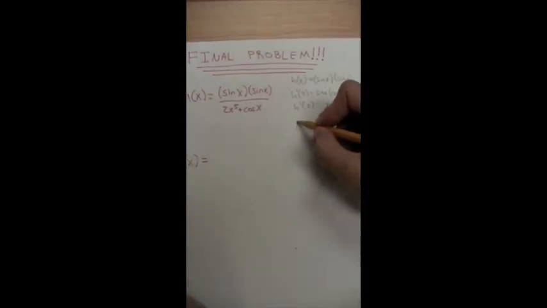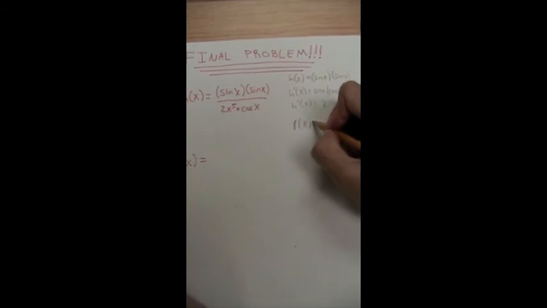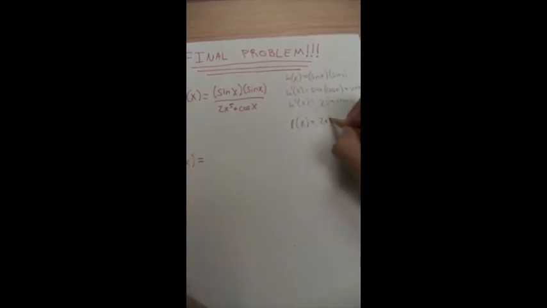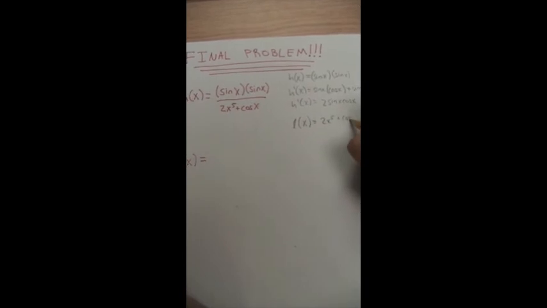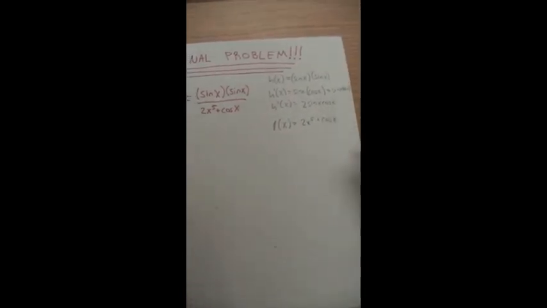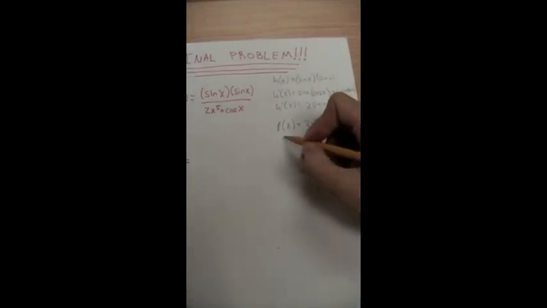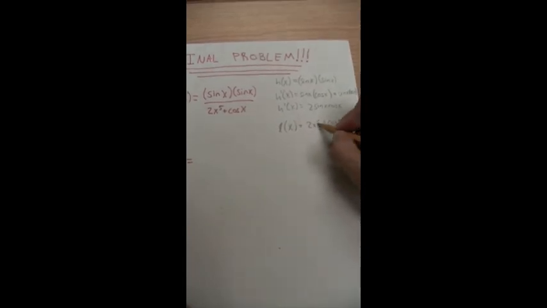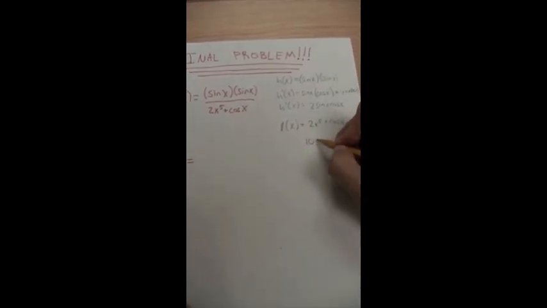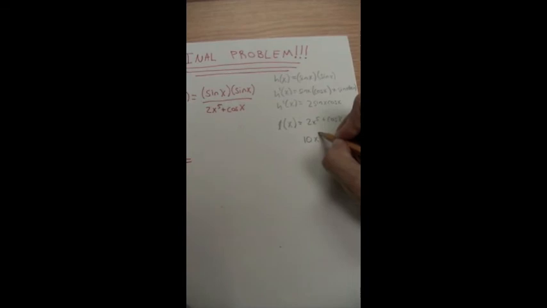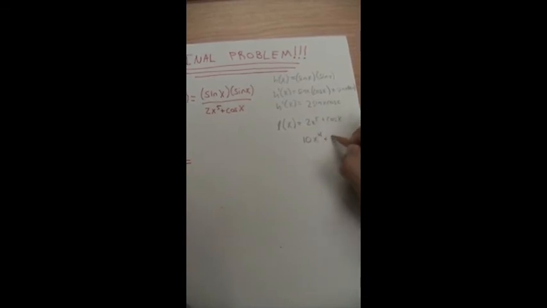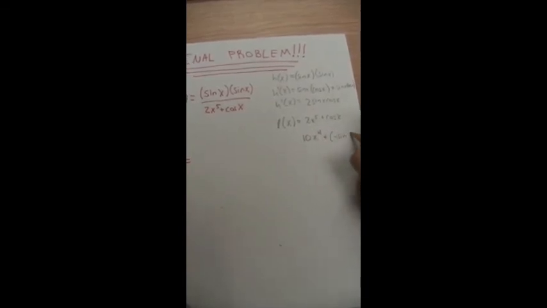Now for the low, we'll use L of x. That equals 2x to the 5th plus cosine x. To take the derivative, you have the power rule. That would be 10x to the 5 minus 1, which is 4, plus negative sine x.